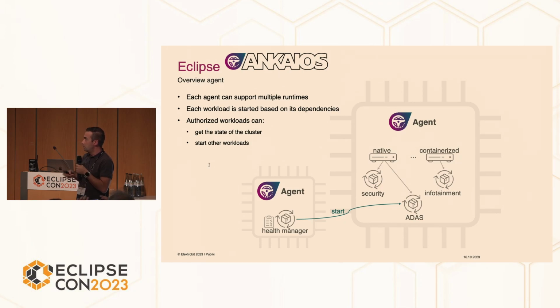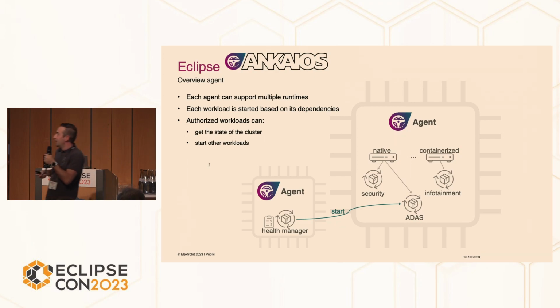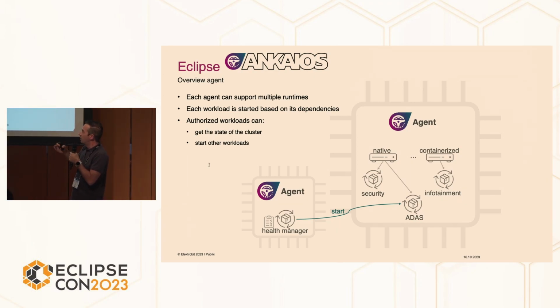If we dive a bit deeper into how things work, let's take a look at the agents and how they execute things. Each agent can manage multiple runtimes of different types. In this example, we have a native and a containerized runtime. I had a pretty nice animation here, which is not working. But the idea is that each workload is started depending on its dependencies.